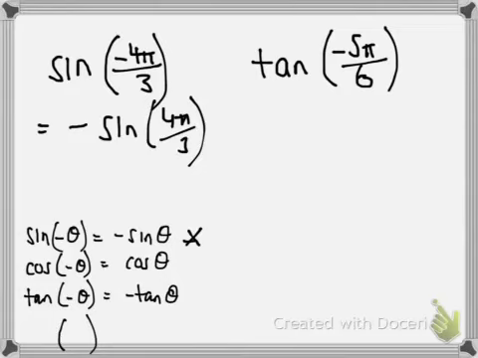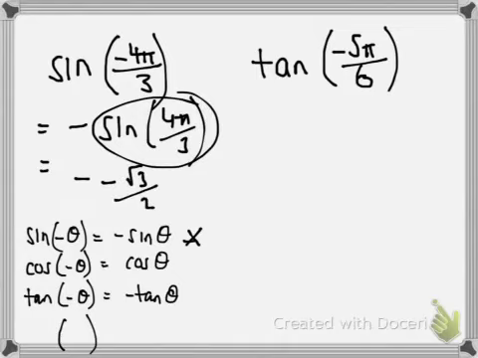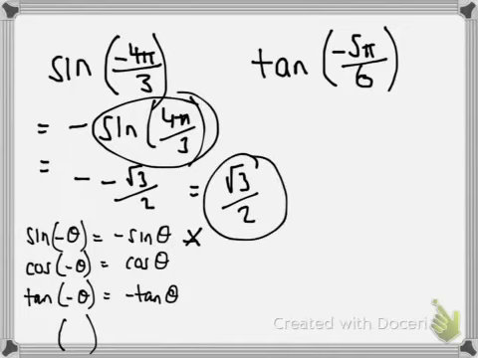Go back to our question. Now, here we've got a double negative situation, because we just worked out that that is negative root 3 on 2. So we've got negative of negative root 3 on 2. Two negatives make a positive. Answer, root 3 on 2. That's the answer for sine negative 4 pi on 3. Okay, next one. Let's draw a line down here so we can see.